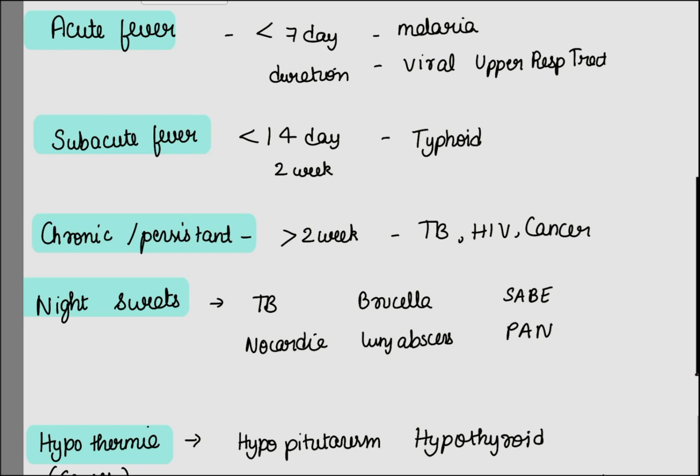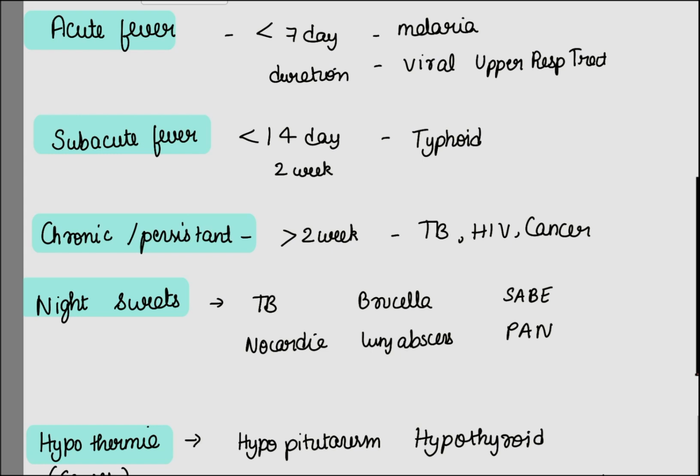It's usually seen in malaria, viral upper respiratory tract infection. Subacute fever is less than 2 weeks, seen in typhoid. Chronic or persistent fever is more than 2 weeks, and as you can think, the first diseases which can come to your mind are HIV, TB, and cancer.